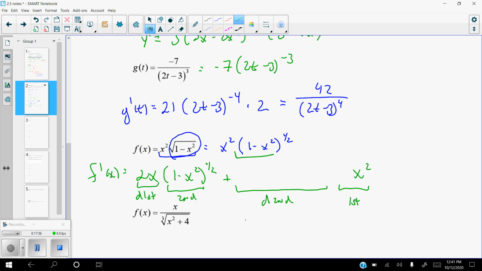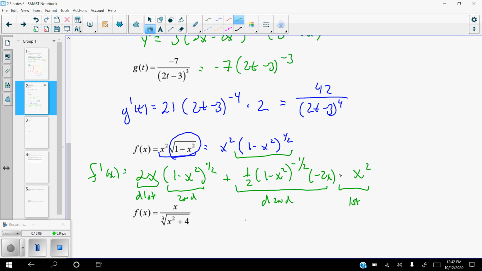The derivative of the second piece. So now we're focusing on this one. This is where the chain rule comes in. Bring the 1/2 to the front. Keep the inside. Reduce the power by 1, so it's now negative 1/2. And then don't forget to multiply it by the derivative of the inside, which in this case is going to be negative 2x.